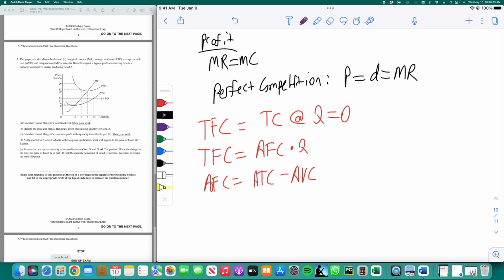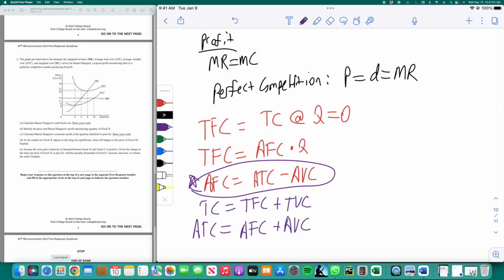If you're wondering where we're getting that from, remember that your total cost is your total fixed cost plus your total variable cost, so therefore your average total cost is going to be the average fixed cost plus the average variable cost. So all we do is we move this around, and then we get to this problem here. It doesn't matter what number you pick, but all we're going to do is ATC minus the AVC.